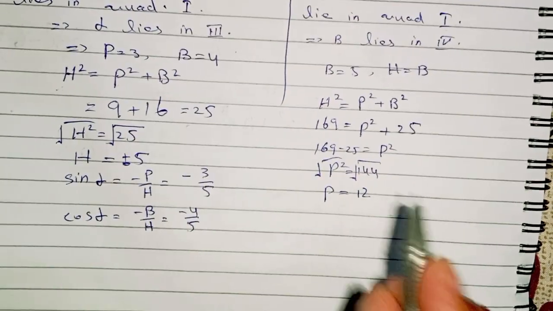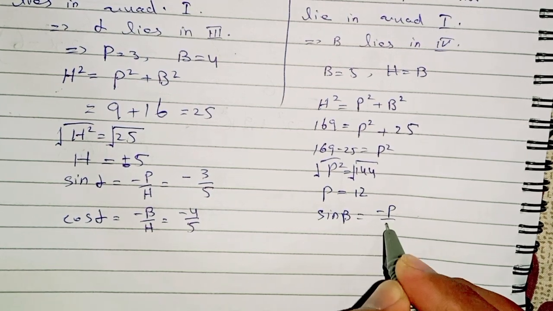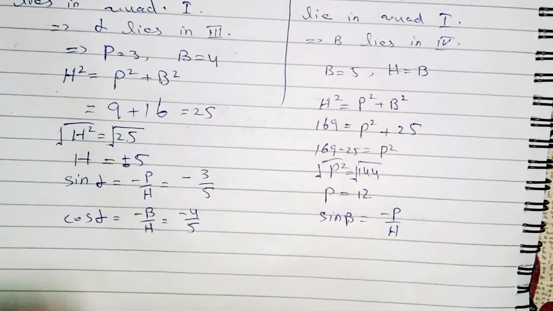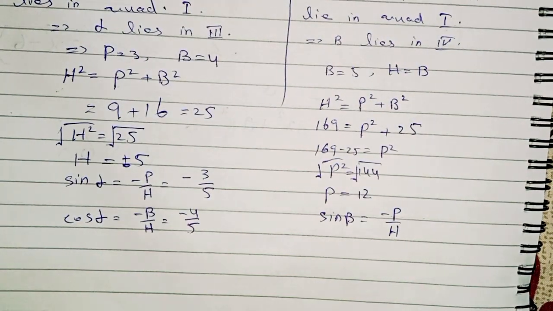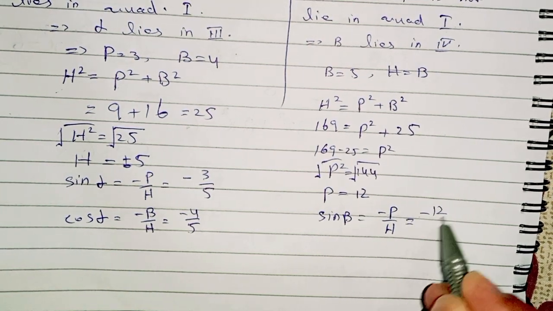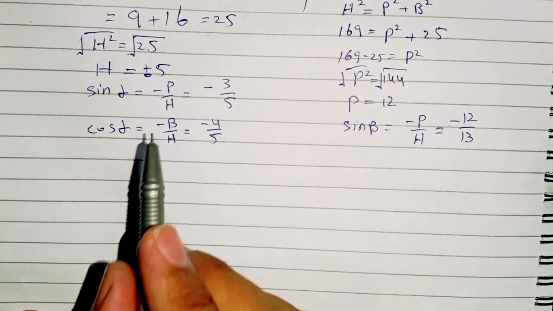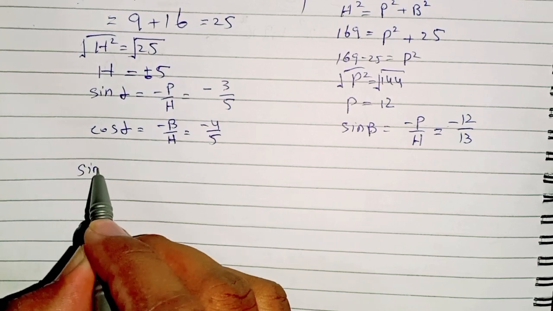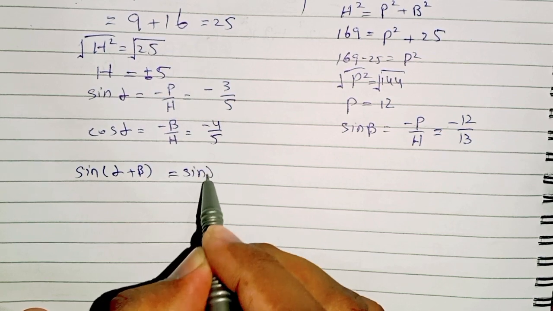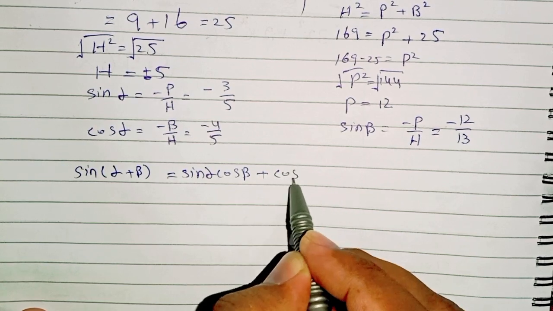The value of sin beta is equal to minus p over h. We know that sin is negative in fourth quadrant and beta lies in fourth quadrant, therefore we use negative sign in the value of sin beta. It will become minus 12 over 13. Now we use the formula for sine of alpha plus beta. Sine of alpha plus beta is equal to sine alpha cos beta plus cos alpha sin beta.